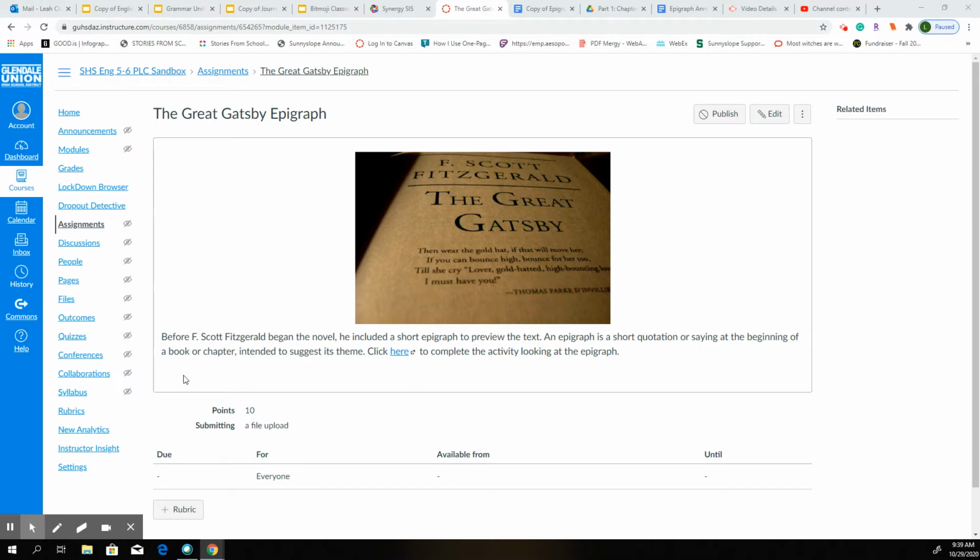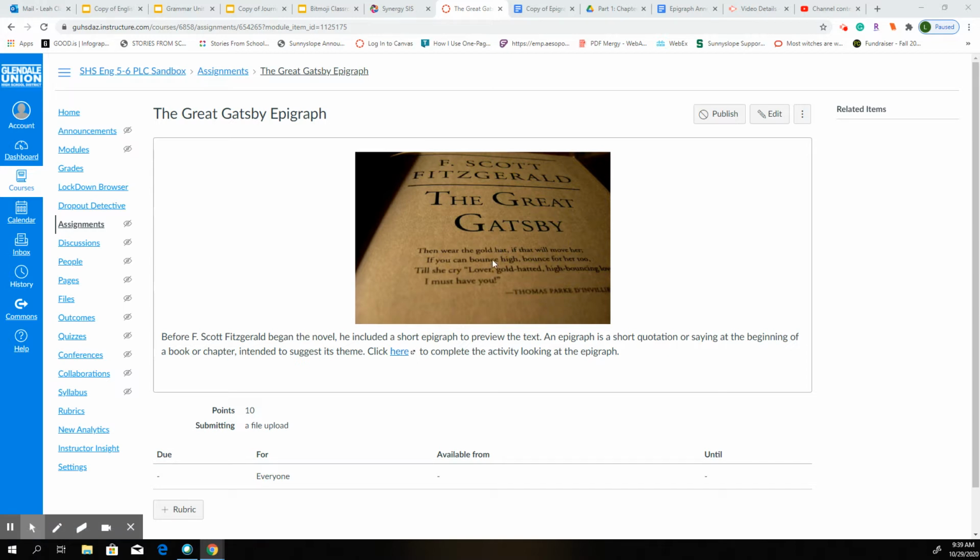So let's take a look at this first page. Before F. Scott Fitzgerald began the novel, he included a short epigraph to preview the text. An epigraph is a short quotation or saying at the beginning of a book or chapter intended to suggest its theme. Click here to complete the activity looking at the epigraph.